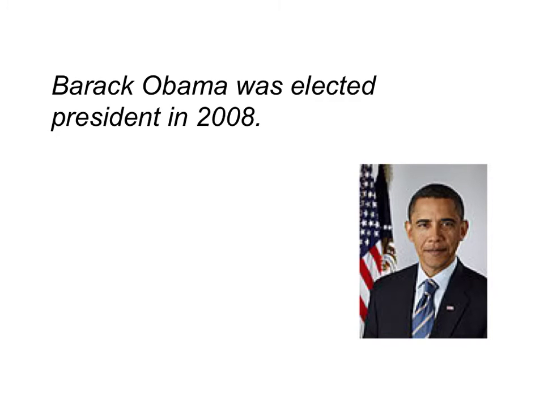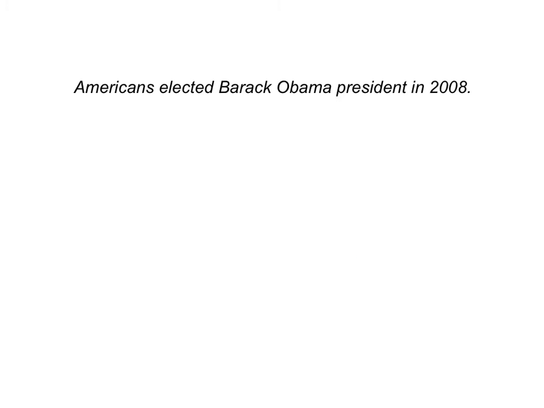Here's another example of a passive sentence. Barack Obama was elected president in 2008. So what's our subject? Barack Obama. We've got the verb be in the past tense, and we've got our past participle, elected. So we've got the verb in the past tense, was. Why? Because in 2008.